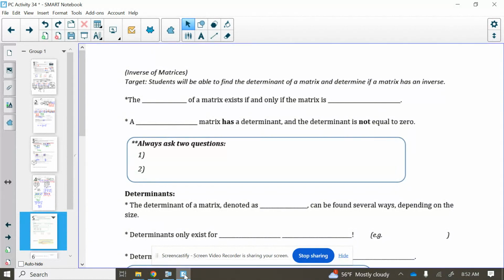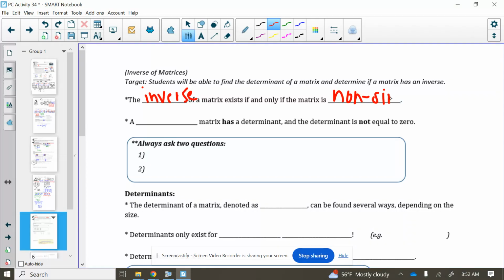Today we are going to talk about the inverse of a matrix. An inverse of a matrix is going to exist if and only if the matrix is what we call non-singular. What does that mean in our terminology? Basically, that it's a square matrix, so a 2 by 2, 3 by 3, 4 by 4, etc., that has a determinant not equal to 0.